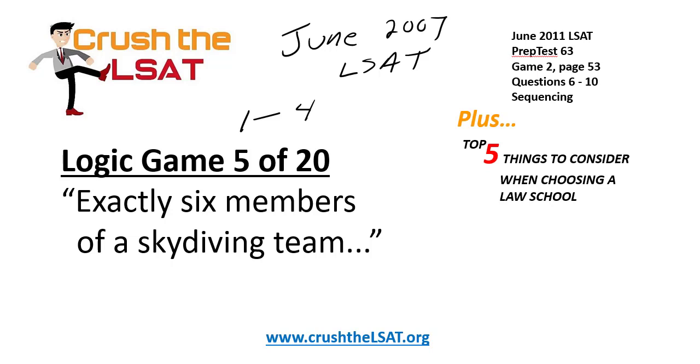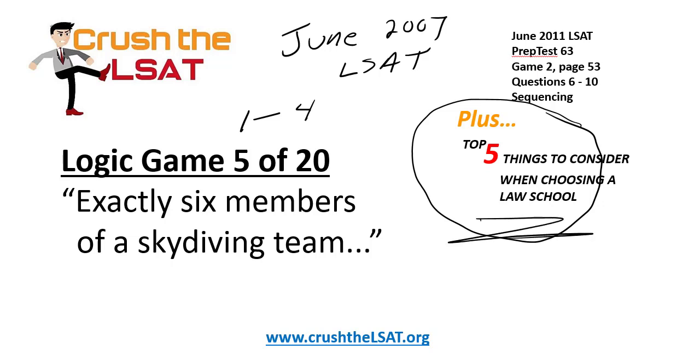But hopefully after this game, you'll go back and take a look at 1 through 4, and you'll also see at the end of every lesson, there's a top 5 list or a top 10 or a top something list. That is also true of games 1 through 4, so you'll want to go back and take a look at these. And after this lesson, we'll talk about top 5 things to consider when you're choosing a law school. So let's jump into game 5.